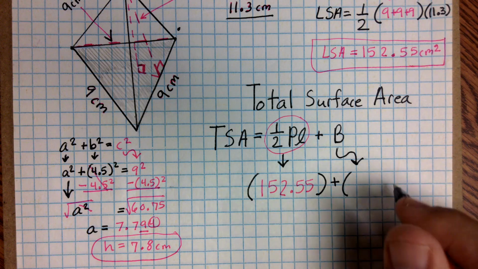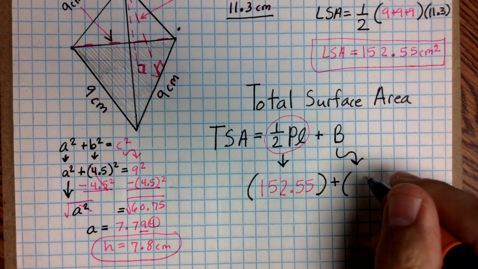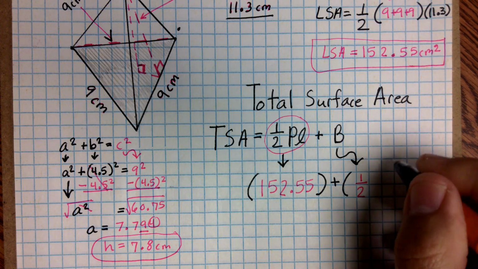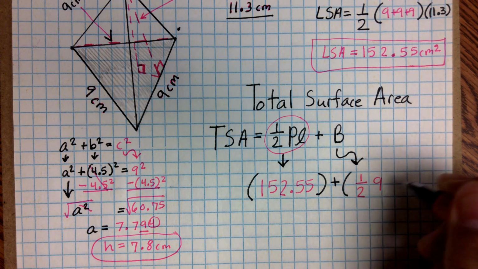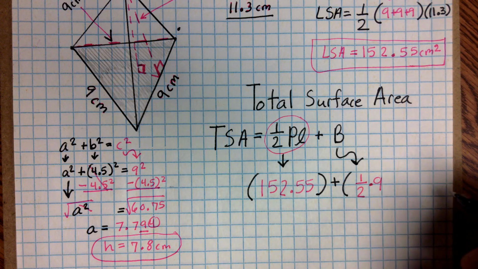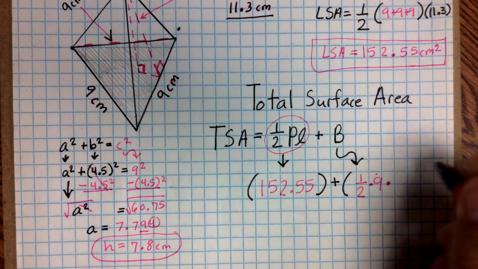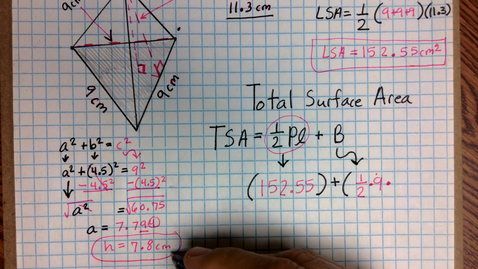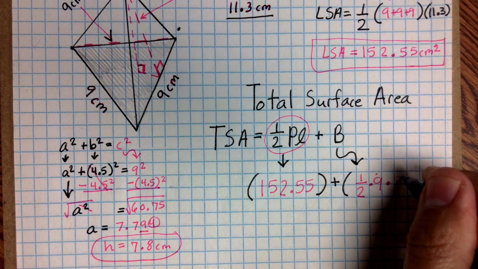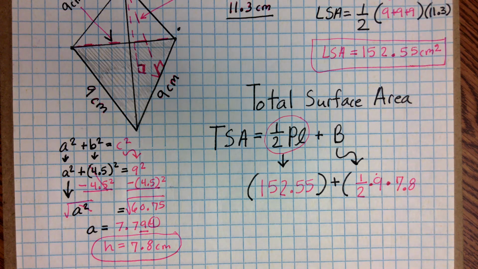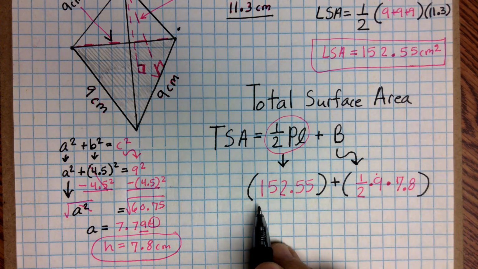And to find the area of the triangle, we're going to do 1/2 the base of the triangle, which happens to be 9, so times 9 times the height of the triangle, which we found was 7.8. And now we'll put this all in the calculator and we'll have our final answer.